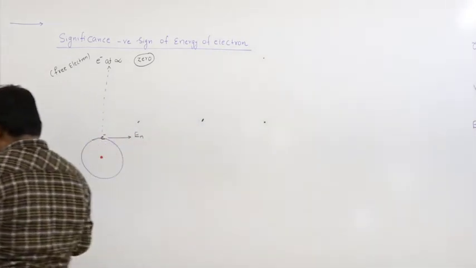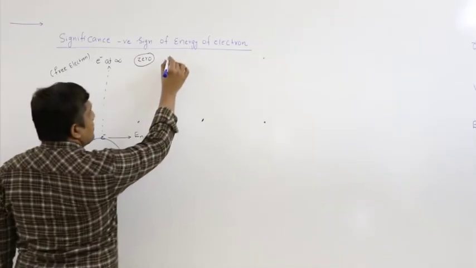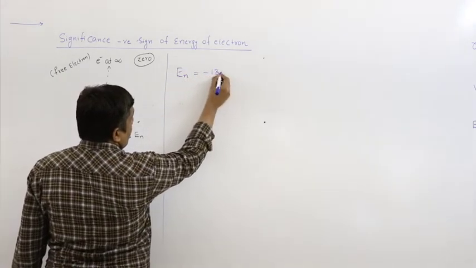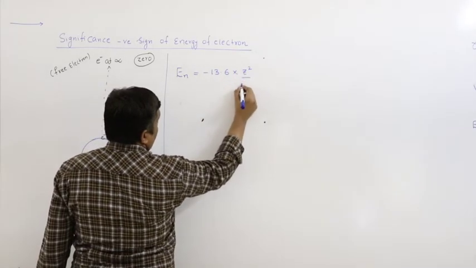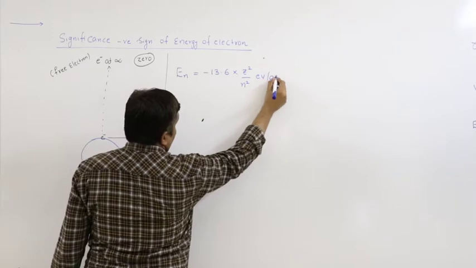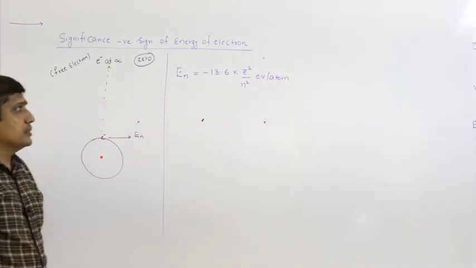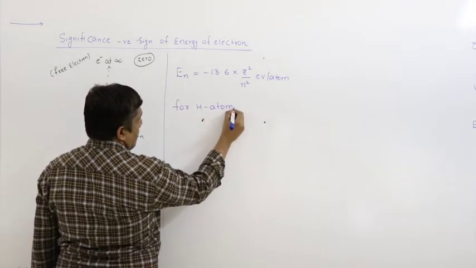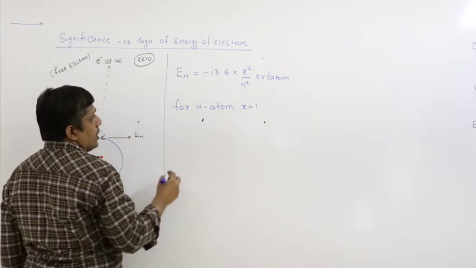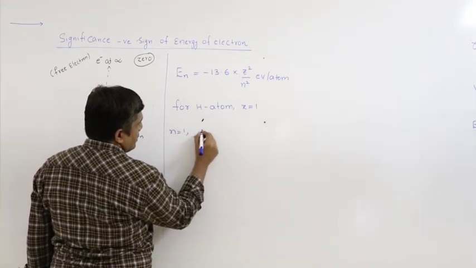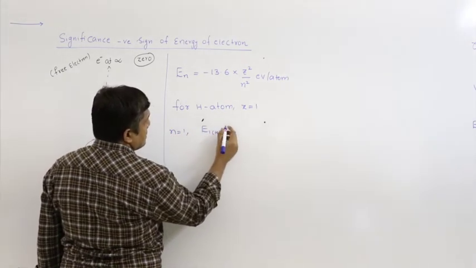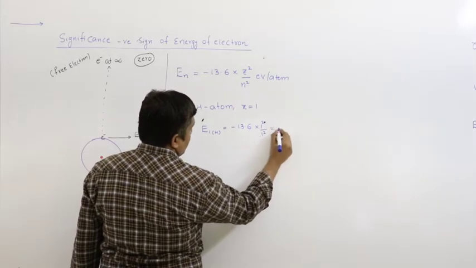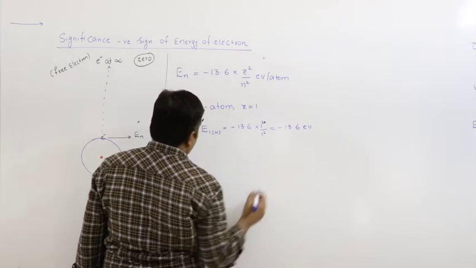Now, in the last class we studied the energy of the electron in electron volts. For the hydrogen atom, Z equal to 1, and if n equal to 1, then E1H equals minus 13.6 into 1 square by 1 square, that is minus 13.6 electron volt per atom.